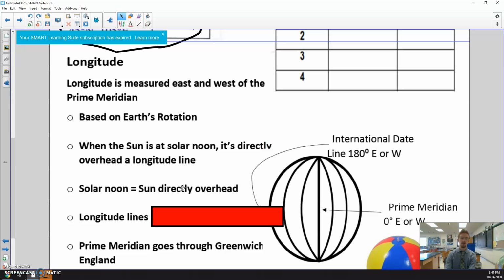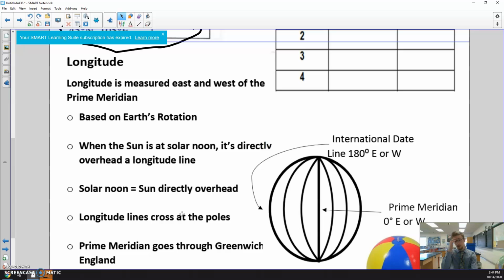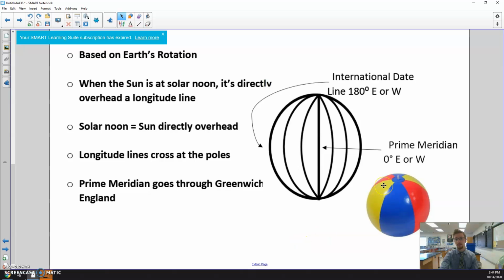So when the sun is directly overhead, that's the sun's at a longitude line. And longitude lines do cross. They cross at the poles, so it's kind of like a beach ball. I think that is the best example. The beach ball lines are like longitude lines. They do cross.